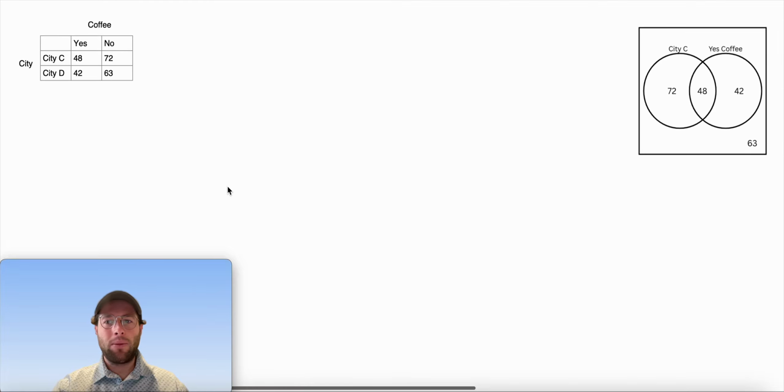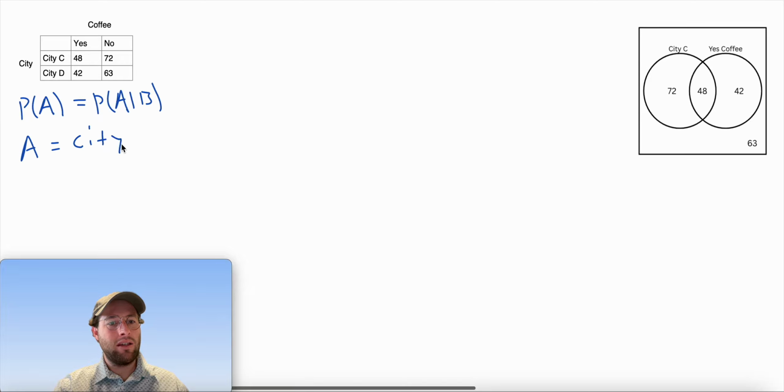Now, to determine whether living in city C is independent of drinking coffee, we're going to calculate the same thing we did in the previous one. So we want to see if the probability of living in city C is equal to the probability of living in city C given that you drink coffee. So I'm going to say A is city C and B is coffee.